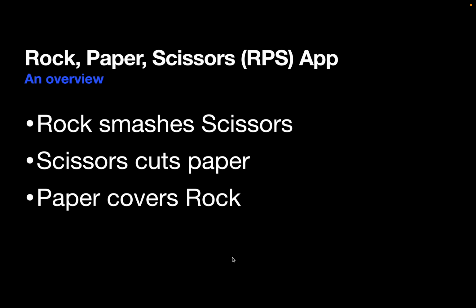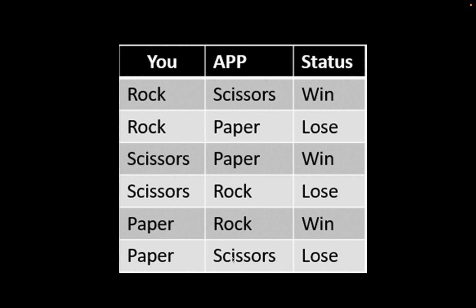So let me show you a more elaborate description of what we have here. If you show rock and then the app shows scissors, you win. But if you show rock and the app shows paper, you lose. And then on and on. And what I didn't include here is when you have rock and rock, in other words, similar signs being shown by yourself and the app. So essentially, that's how it works.